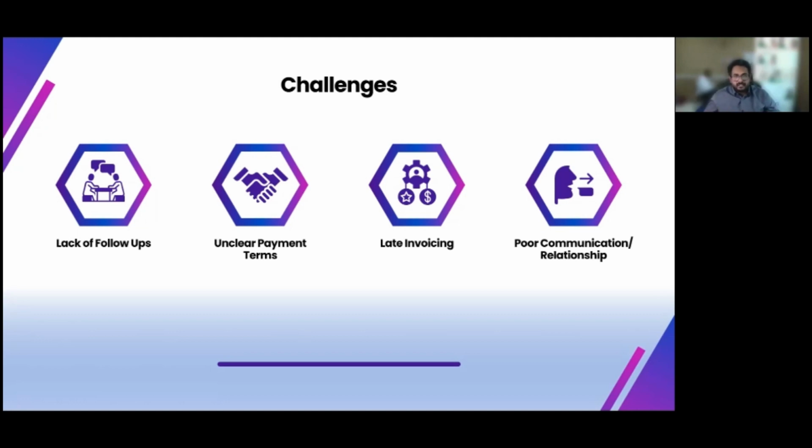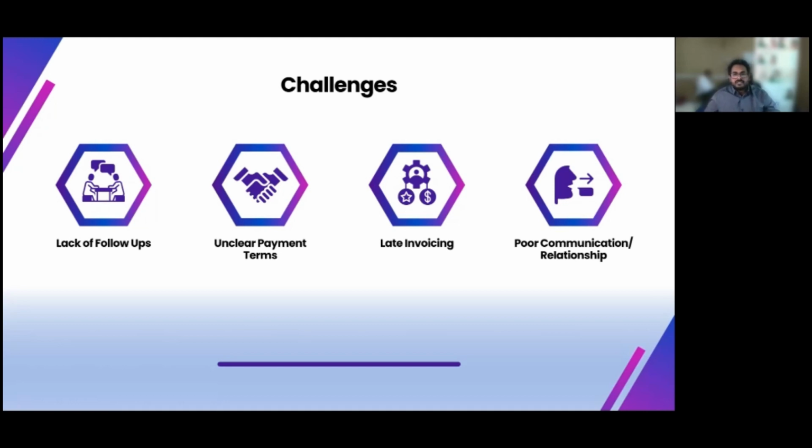And then finally, and the most important one also, improper communication or poor relationship with the customer. So this is also a key area where a company needs to train their users on what the proper protocol is in terms of following up for the payments, as well as having a general relationship with the customer.